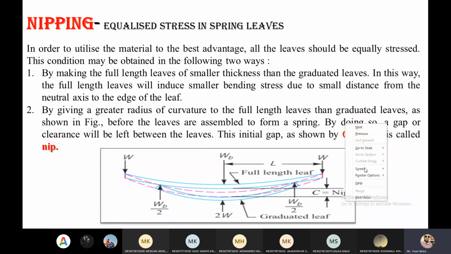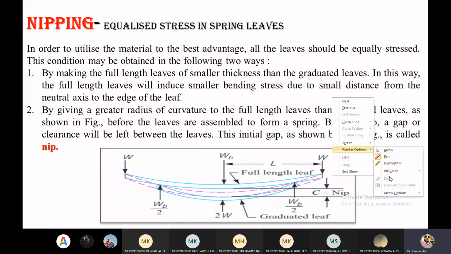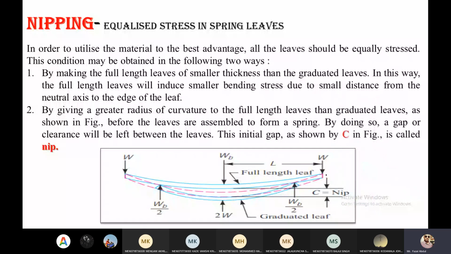So this was the topic yesterday we discussed. This one we discussed about the nipping. What is the nipping? Again, I just want to repeat.